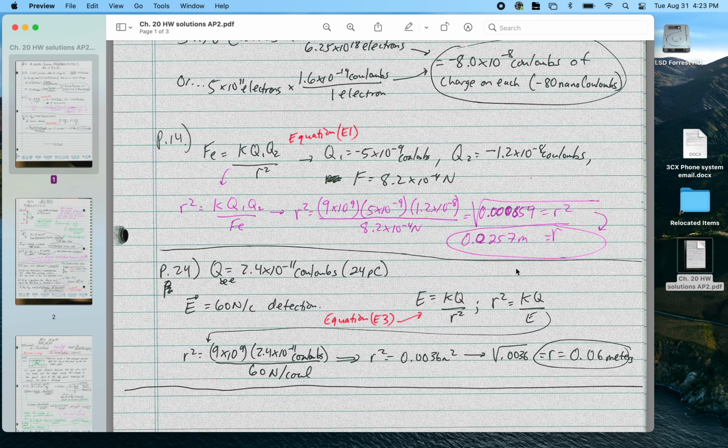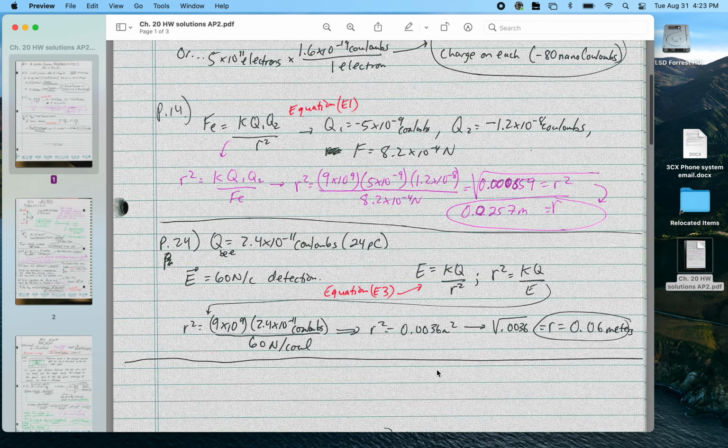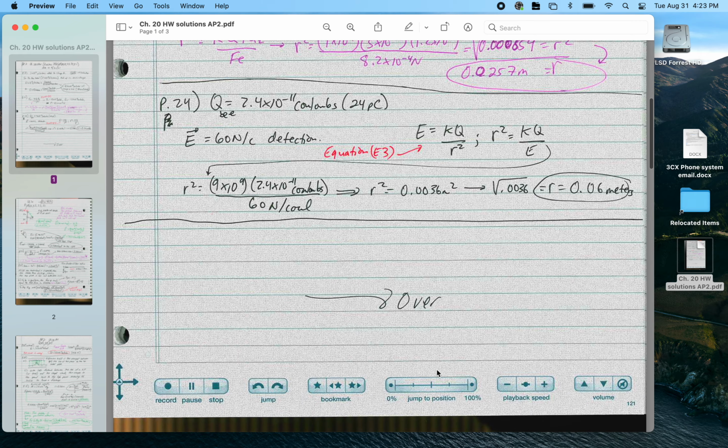24 picocoulombs? Well, if you look on your handy-dandy AP formula sheet, you'll find that the prefix pico means 10 to the negative 12th. So that is a charge of 24 times 10 to the negative 12th, which is 2.4 times 10 to the negative 11th coulombs. We're going to assume it's a point charge. We're going to use equation E3. So rearrange again to solve this distance. And we get 0.06 meters or 6 centimeters. So, yeah, that's reasonable. That's like, I don't know, a little less than 3 inches. And on a bee scale, that's pretty good.